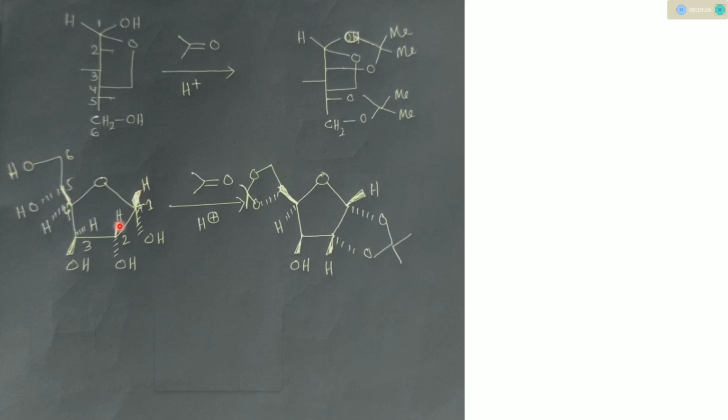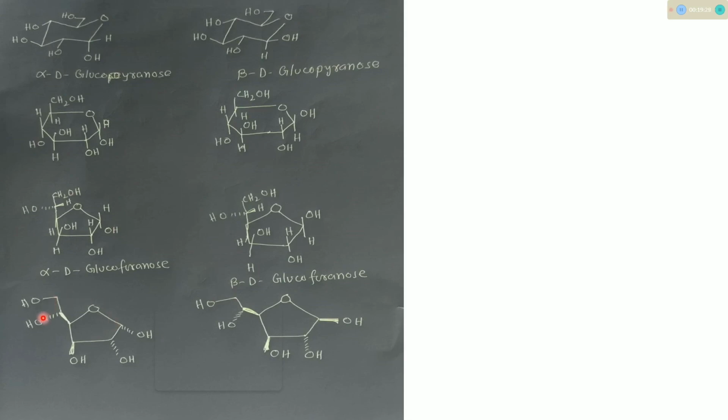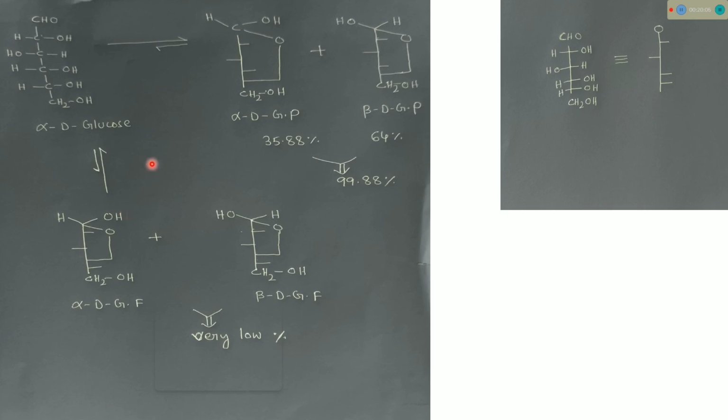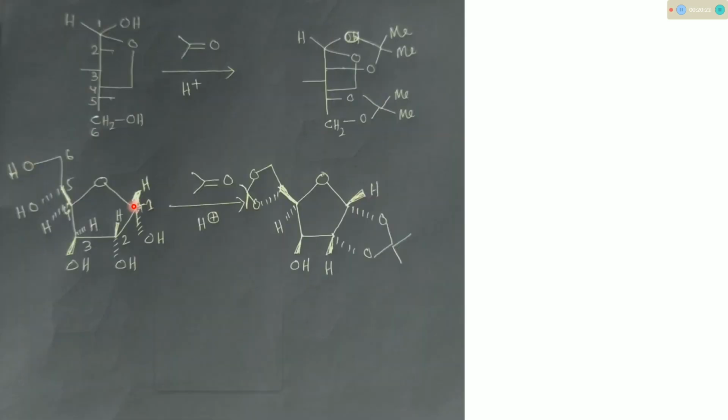So only alpha-D-glucofuranose reacts with excess acetone to form the bisketal. There are no options for the other three anomeric forms. Two of them have only one type of 1,2-diol in cis manner, so they can form only a monoketal. Since this form has two types of 1,2-diol in cis manner, it reacts with acetone to form a bisketal. So I hope you all understand what I am trying to say.